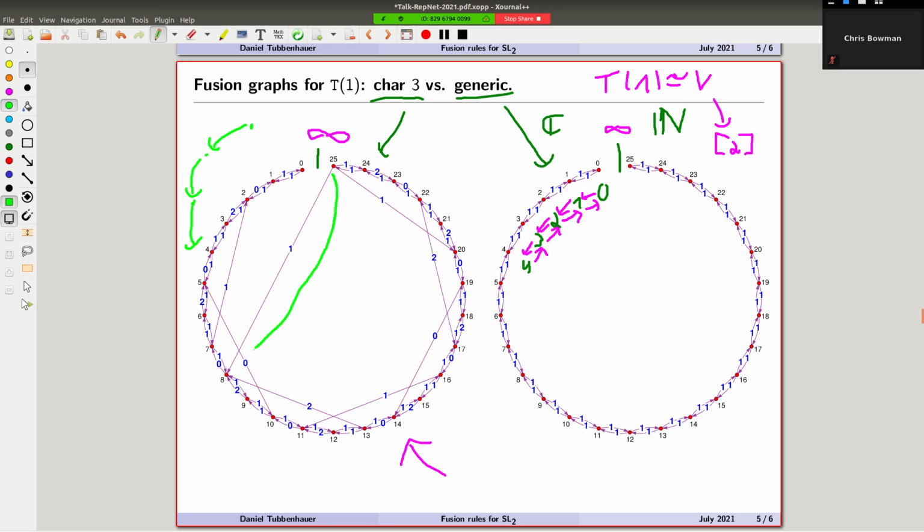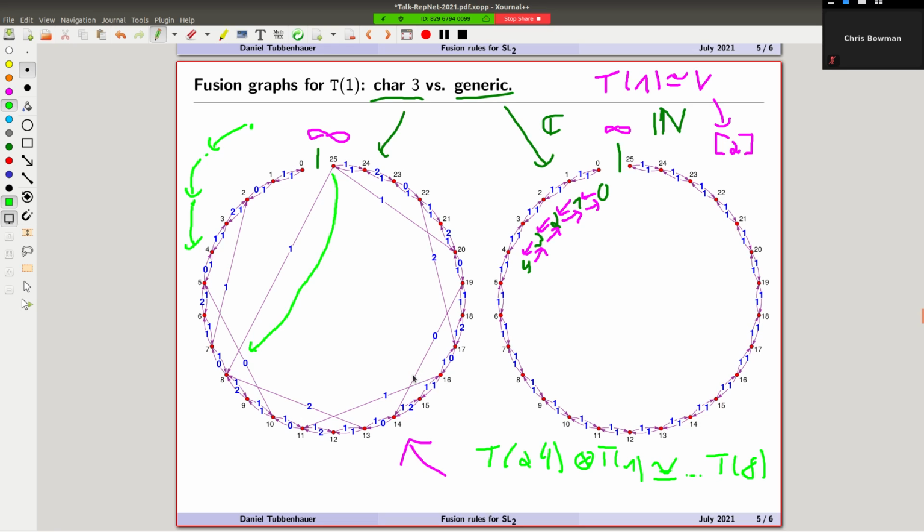So here's an edge that jumps you from 25 down to 8. And this means if you tensor T24 with T1, then actually in the decomposition you see a lot of things, in particular you see T8 here. This is how the graph looks.